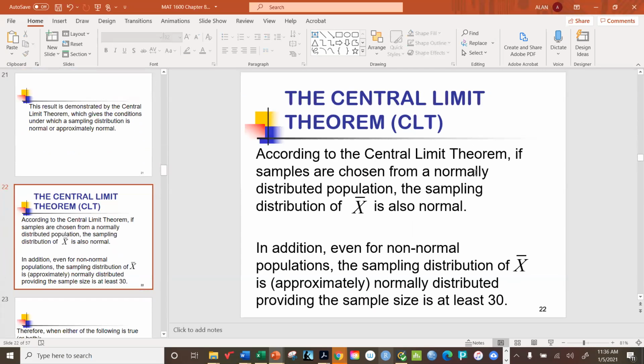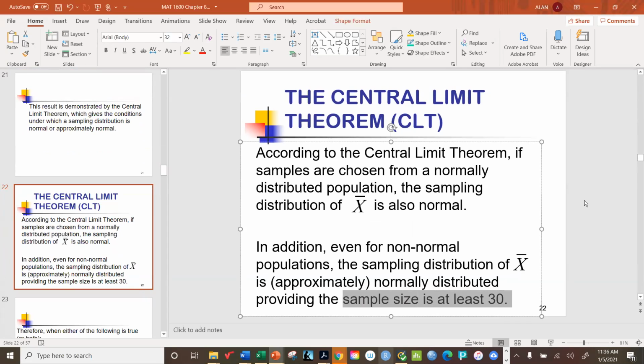But if we have a large enough sample, at least 30, or if we're choosing samples from a population that's known to be normal, then our X bars will also be normal. And by the way, if neither one of these conditions is true, let's say that we have a population that is not normal and our sample sizes are small, then we cannot use the normal distribution to calculate our probabilities. We have to try something else.